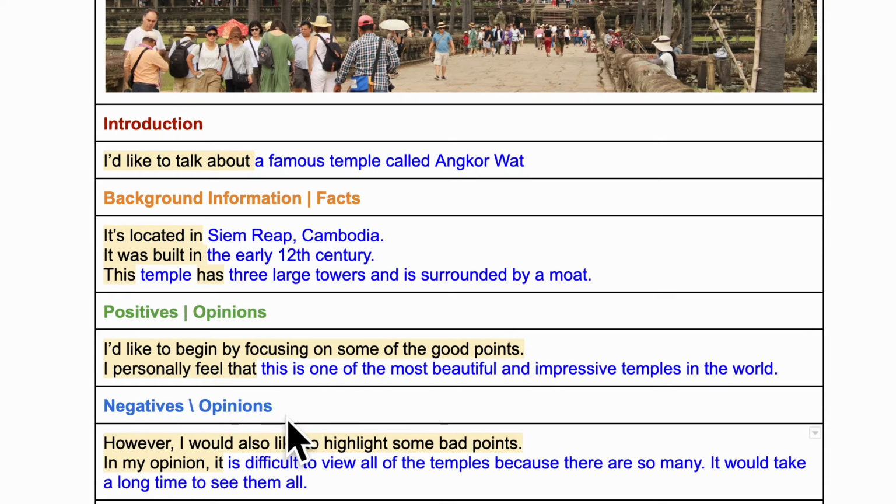Next, negative opinion. Signposting language. However, I would also like to highlight some bad points. Phrase for giving opinion. In my opinion. In my opinion, it is difficult to view all of the temples because there are so many. It would take a long time to see them all.